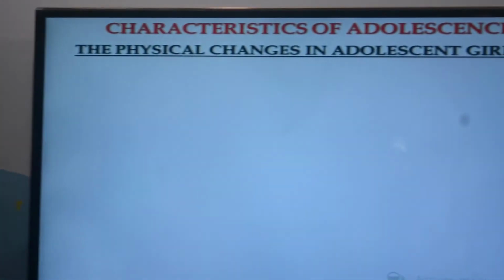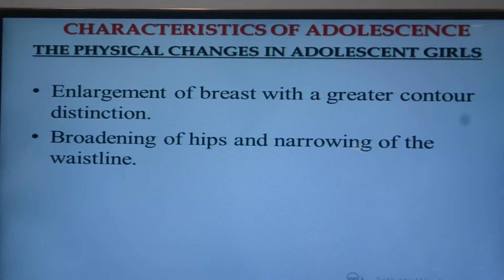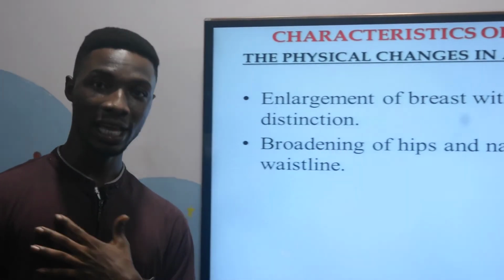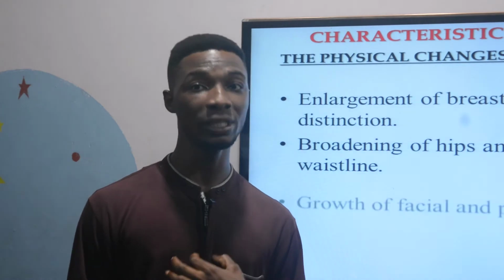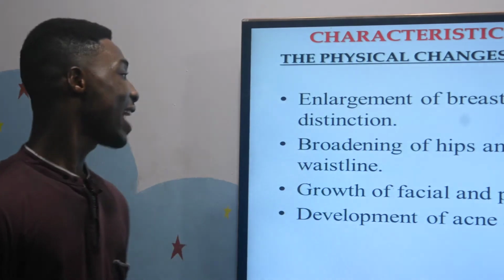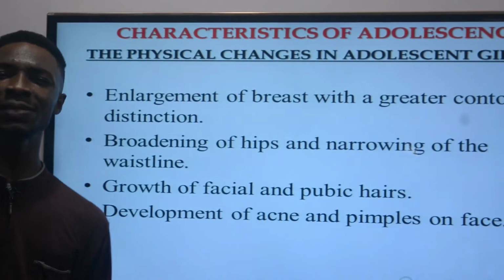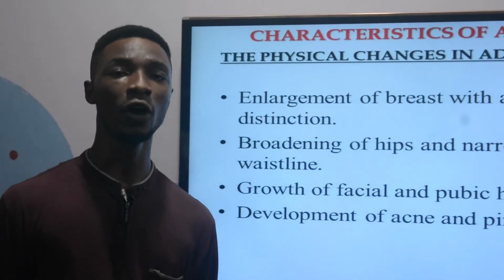Now let's look at the adolescent girls. What happens with them? For the girls, there is enlargement of the breast. Their breasts protrude and there is a greater contour distinction. You see the breast developed individually on their own. There is a contour line between the breasts showing the beauty of the female girl. There is also broadening of hips and narrowing of the waistline. The adolescence period is the stage of beautification of the individual for the attraction of the opposite sex.